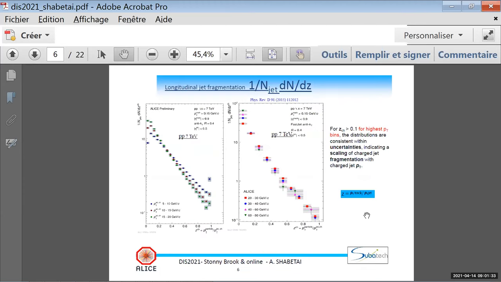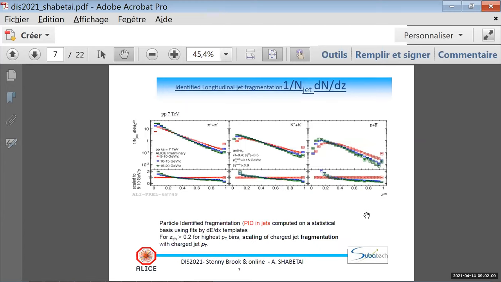So if you look at the fragmentation function as a function of z, where z is the pT of the tracks over the pT of the jet, you can see that you have those curves as a function of jet pT from 5 to 10 up to 60 to 80 GeV. And you see that you have a kind of scaling, the points are aligned for z greater than 0.1 as a function of jet pT. And you have a kind of breaking between the soft regime and the hard regime at about 5 to 10 GeV.